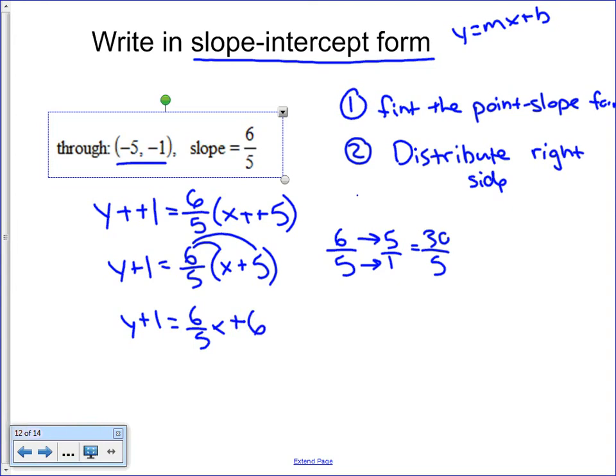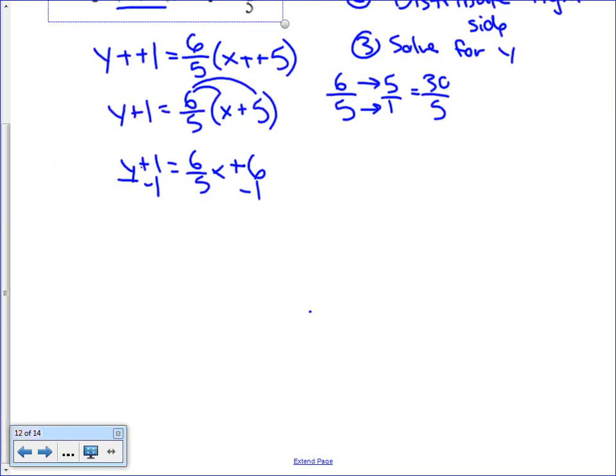Which leads me to my third step, which is to solve for y. So we want to get y by itself. Let's subtract 1 on both sides. So subtract 1 with that 6. And I'm going to get y equals 6 over 5x plus 5. And that is in my slope-intercept form.